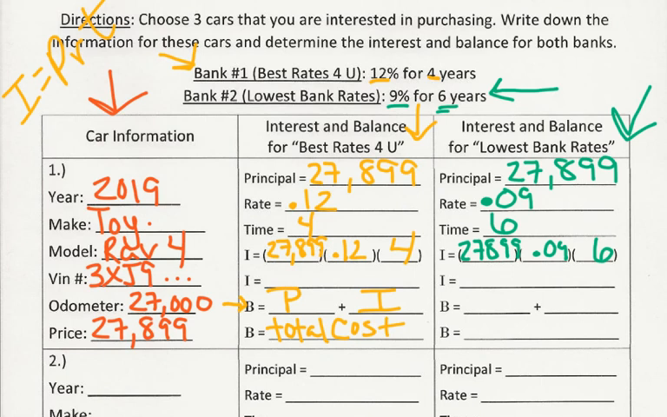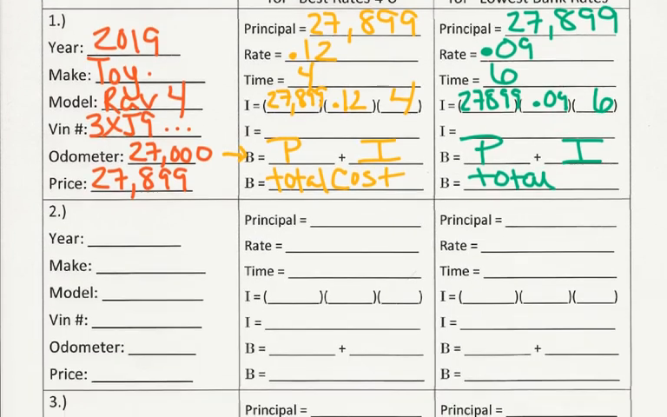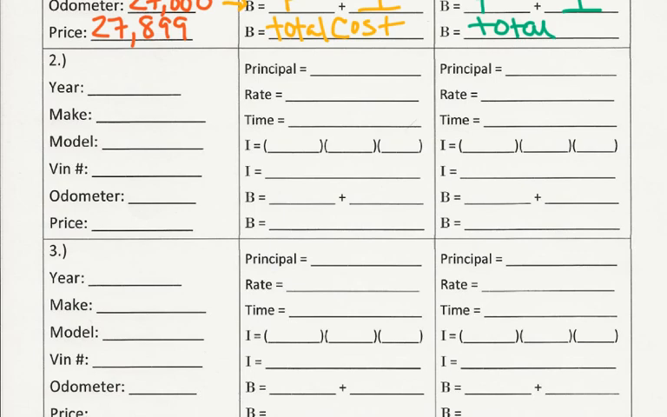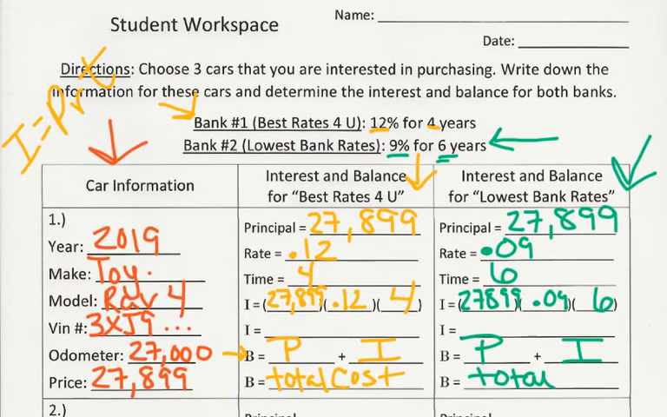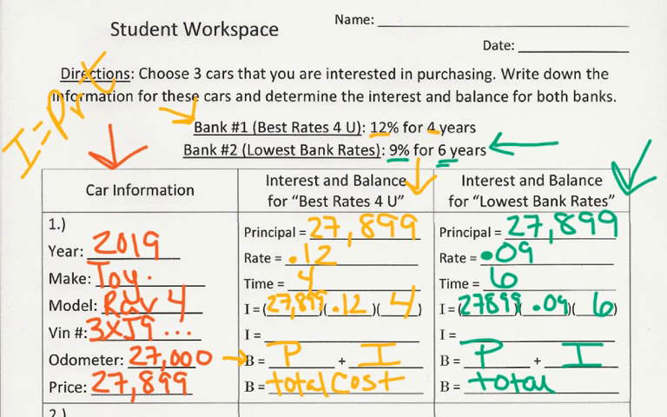Again, B equals blank plus blank. That's where you write your principal amount plus the amount in interest to get your total value of the car after your loan. And you would do that for all 3 of your cars. So once you guys get all of that done, then you would upload and submit this document to me on Schoology.